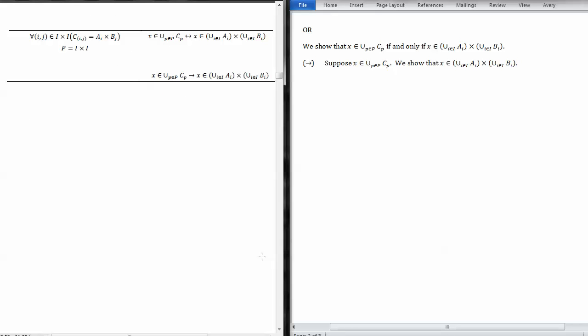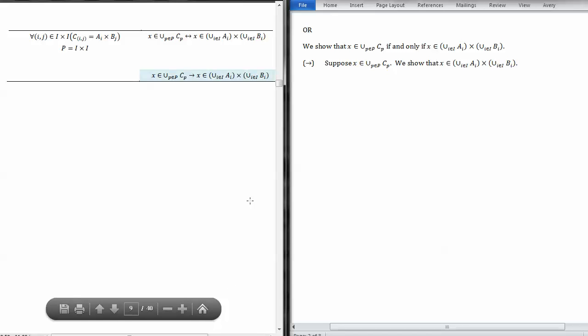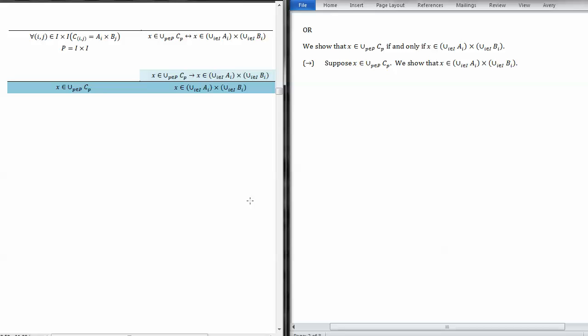Okay, so I just cut some things off the top so we have a little more space. So first we're going to prove the forward direction. X in this union implies X in that union, and we can do a direct proof to accomplish that. So we get a new given. And X being in that union means there exists a P in the index set capital P such that X is in C sub P. And X in this Cartesian product means that it's equal to an ordered pair (a, b) with a and b in the appropriate sets.